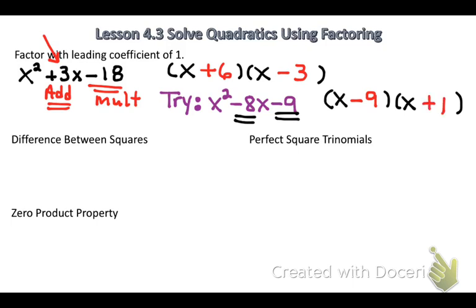Negative 9 times a positive 1 gets me back to negative 9. Negative 9 plus 1 is negative 8.